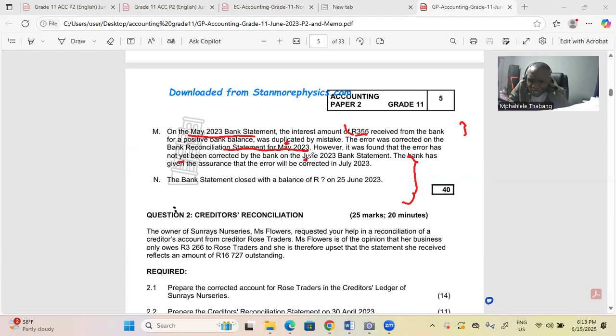Wow. This happened last month, and even this month of June, the bank has not yet corrected the mistake. You know what we're going to do? Continue putting it in the bank reconciliation statement until the bank rectifies the mistake. The bank gave the assurance that the error will be corrected in July. They say they will correct the error in July, but we just have to show in the bank reconciliation statement that the mistake which was made in May is not yet rectified by the bank. How much is the amount? 355. So I'm going to record it on the bank reconciliation statement.